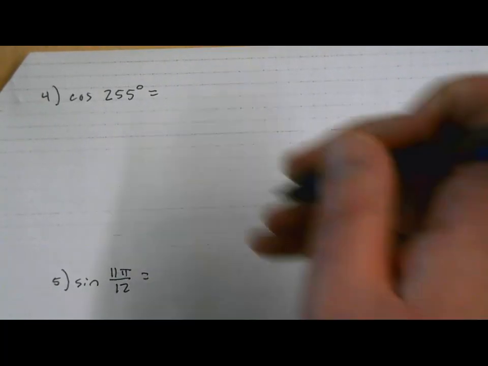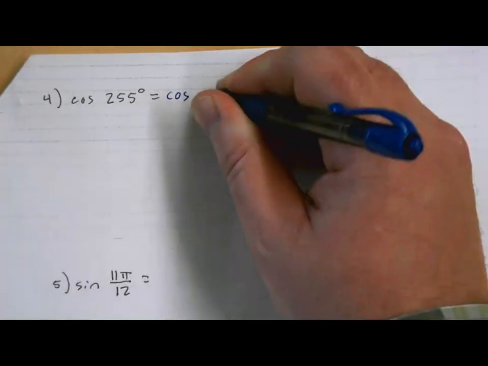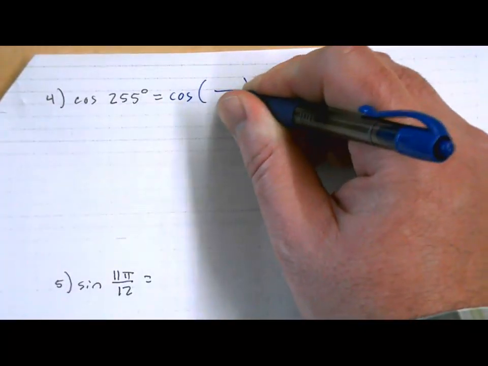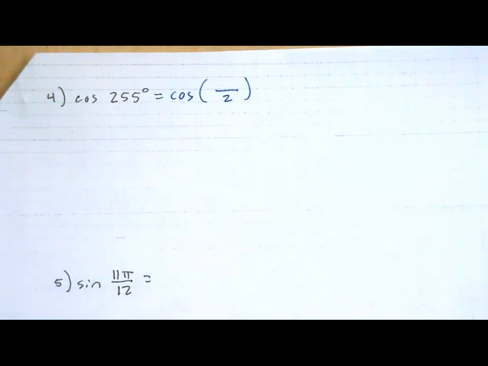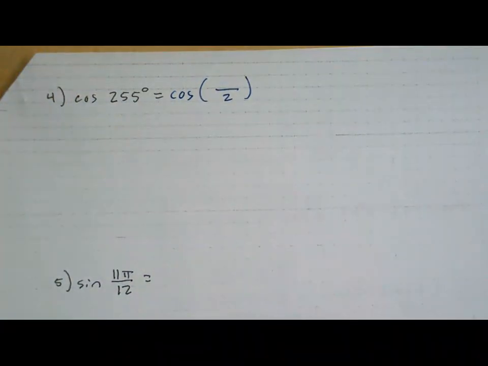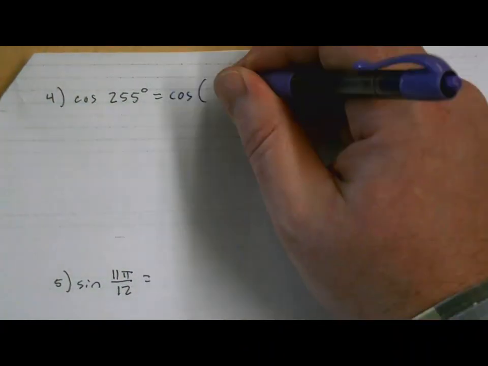Is 255 coterminal to something? Well, it's coterminal to a lot of different things, but the question is, are any of those familiar angles? I'd say no. If I wanted to try and write this as something over 2, what would that thing on the top be? What do you divide by 2 to get 255? 510?